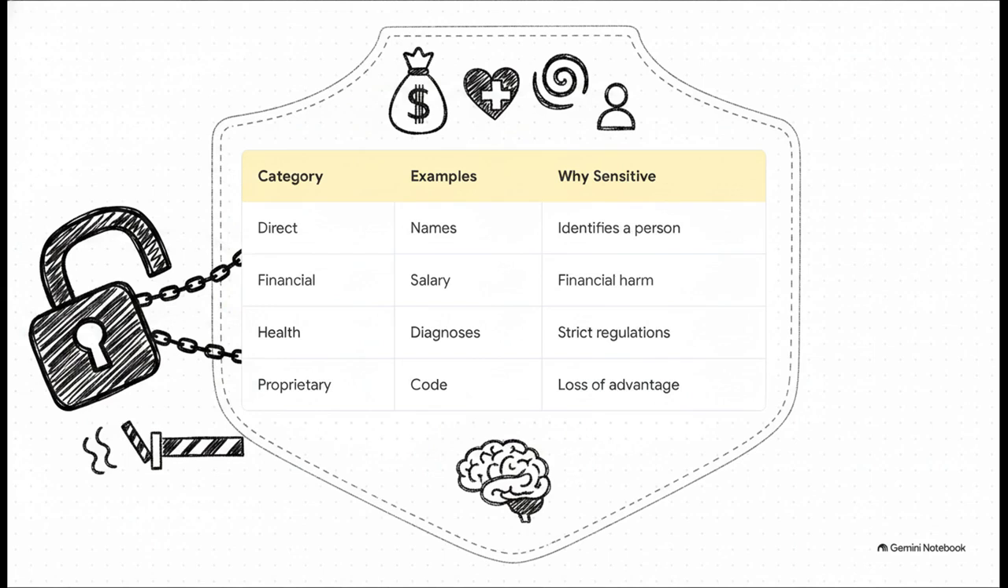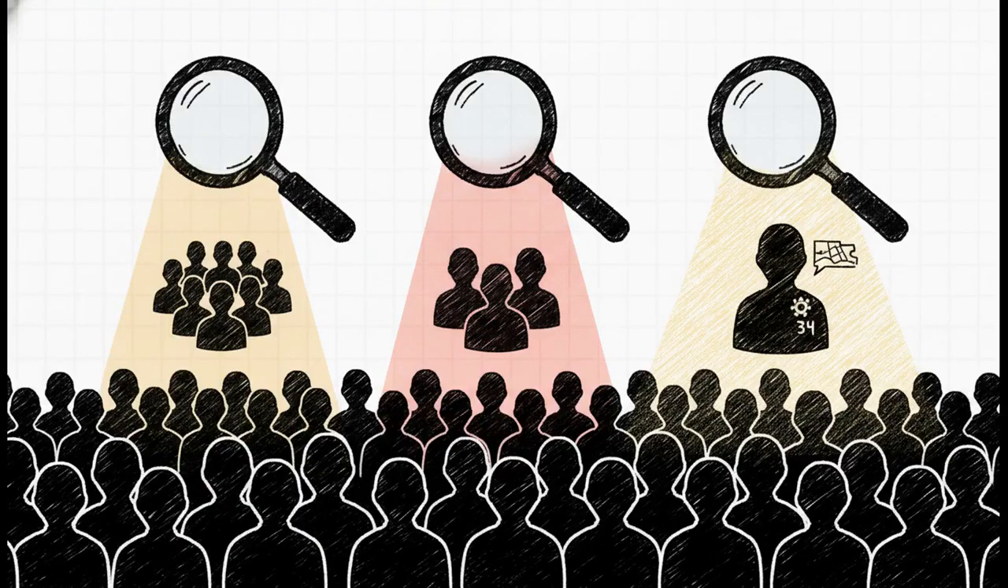To actually stop these leaks, we have to recognize what we're trying to protect. Sensitive data isn't just credit card numbers and passwords. It spans a massive spectrum. Sure, it includes direct identifiers like names and email addresses, but it also heavily involves financial data, think salaries and unreleased revenue numbers. It covers health diagnosis and proprietary trade secrets like that source code we just talked about. Basically, it's any information that could cause financial harm, give away a competitive advantage, or violate trust if it fell into the wrong hands.